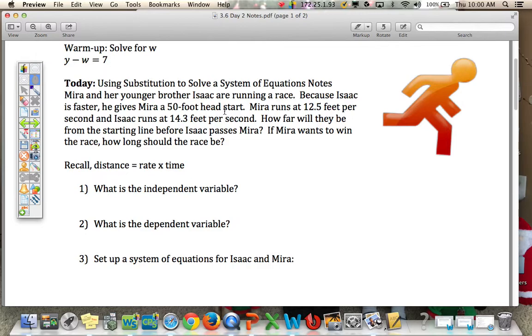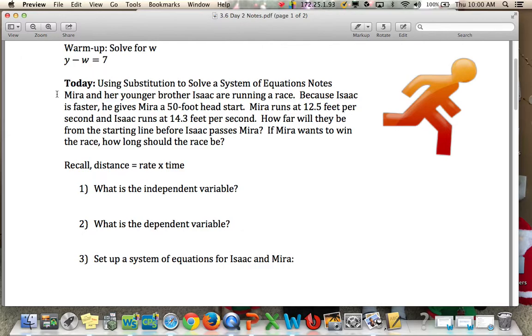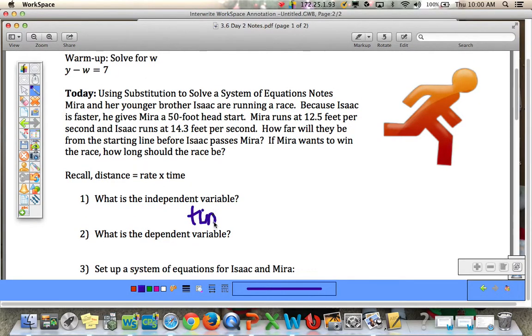So, first step, what is the independent variable? There are two variables here, time and distance. So independent would be time, and the reason why is the distance depends on the time. So again, distance depends on the time, and so the dependent variable is distance, making the independent variable time.